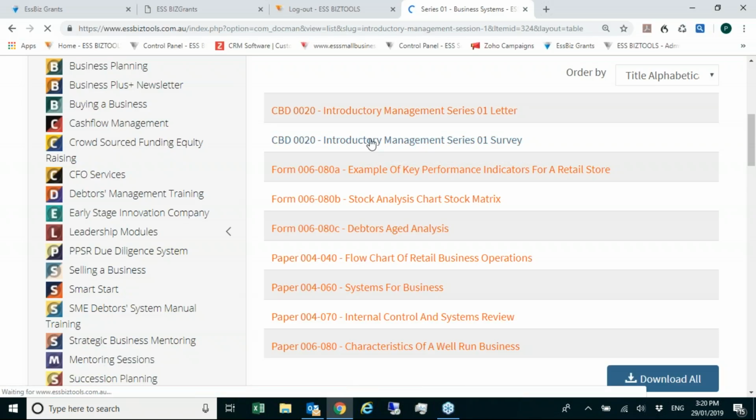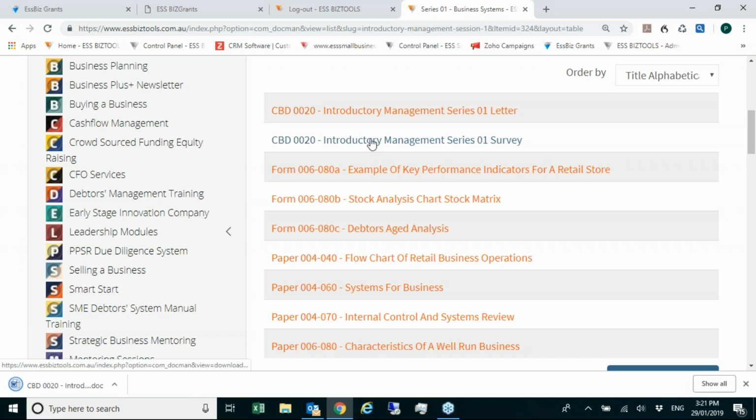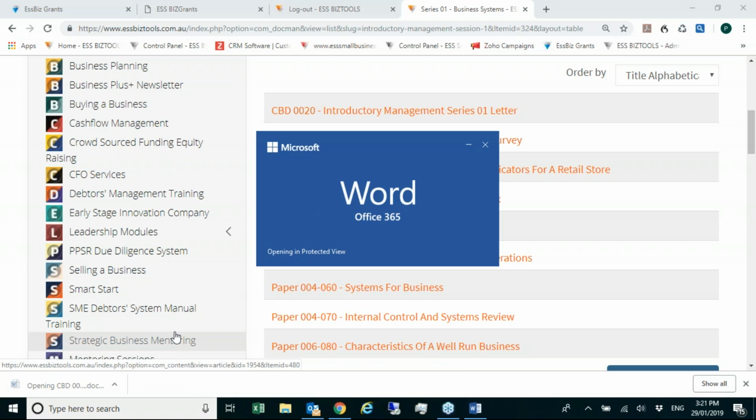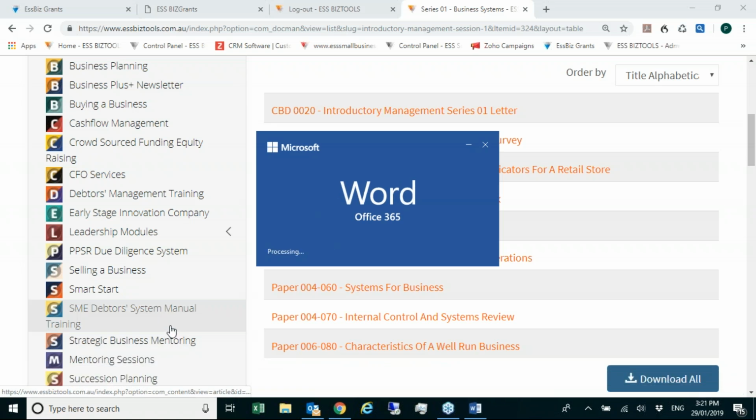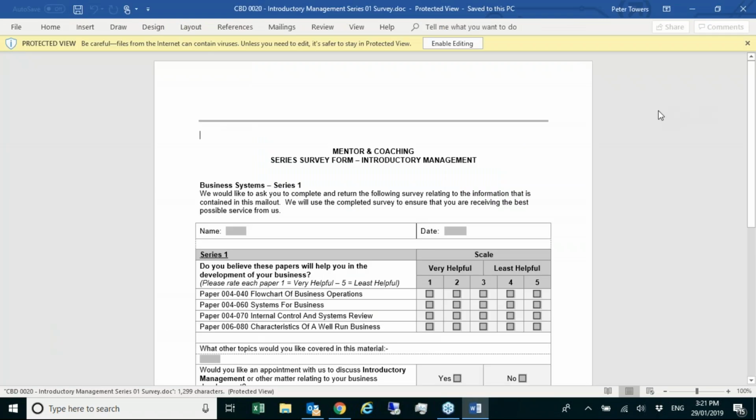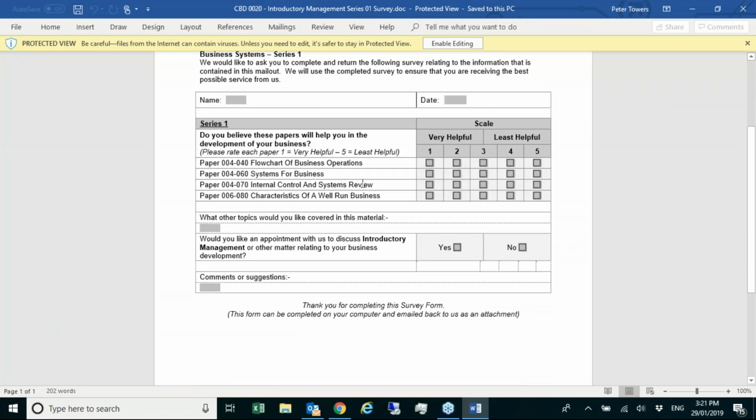There's also a survey form within each series. Badges across the top, and we're really asking the client to tell you what they think. It's very helpful or least helpful. If you start getting people scoring you at 4 or 5, you let us know, because there must be something wrong with the material.